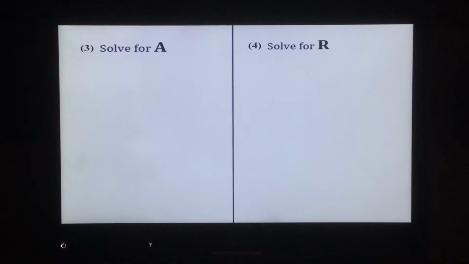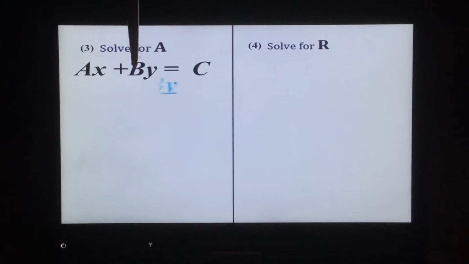Now, this one, for problem number 3, it asks you to solve for a. So we have ax plus by equals c. What we need to do, again, is solve for a. We want to get a by itself right here. So the thing that's furthest away from a is by. So we've got to get rid of by.